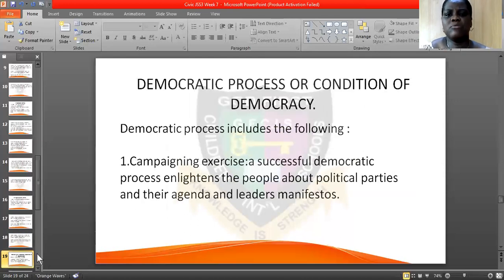Let's look at the democratic processes, or the conditions of democracy, that we are talking about. Number one, we have the campaigning exercise, a democratic process. You just don't force people, you put them through, you educate them, you enlighten them on the political parties, on their agenda, or on their manifestos as well. They are well enlightened.